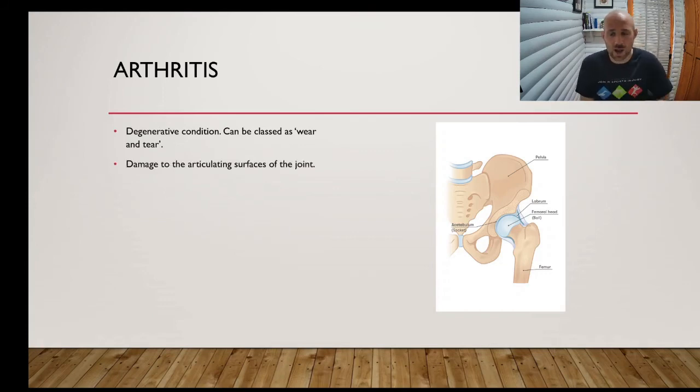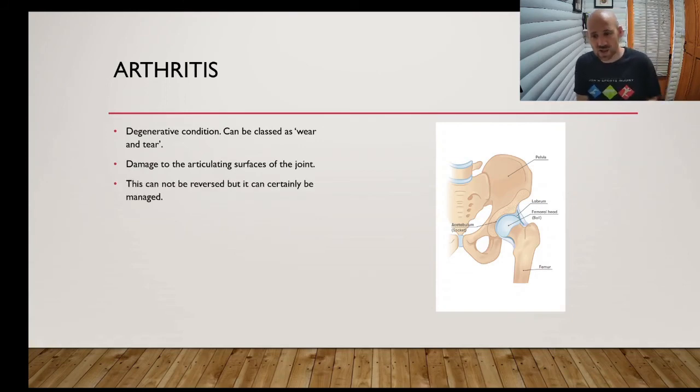So it's our wear and tear. We all suffer certain stages of arthritis because it's damage to the articulating surfaces, the surfaces that join each other. But it cannot be reversed, but it can be managed.